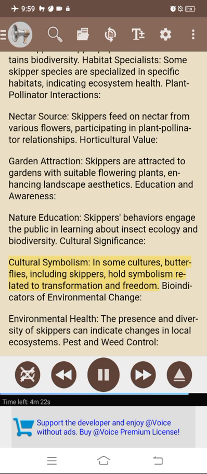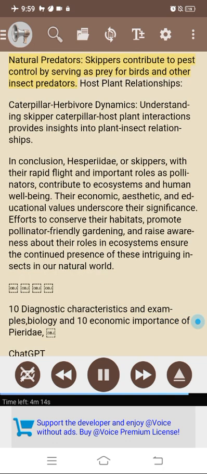In some cultures, butterflies, including skippers, hold symbolism related to transformation and freedom. Bioindicators of environmental change. Environmental health. The presence and diversity of skippers can indicate changes in local ecosystems. Pest and weed control. Natural predators. Skippers contribute to pest control by serving as prey for birds and other insect predators.